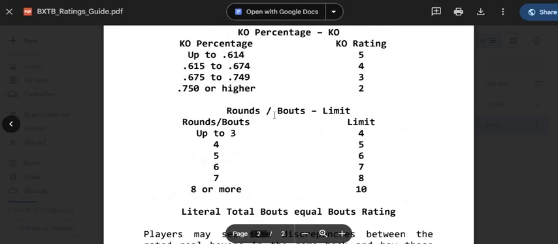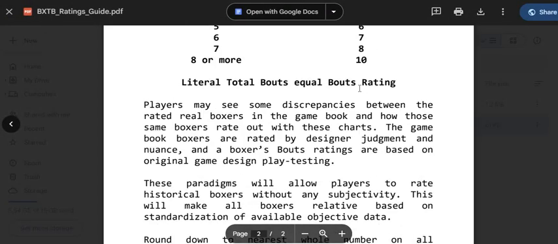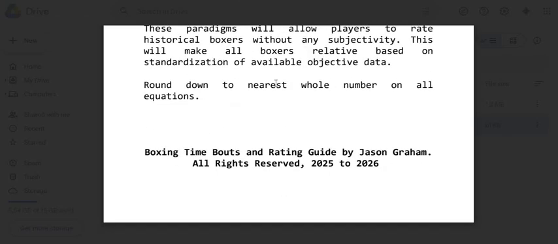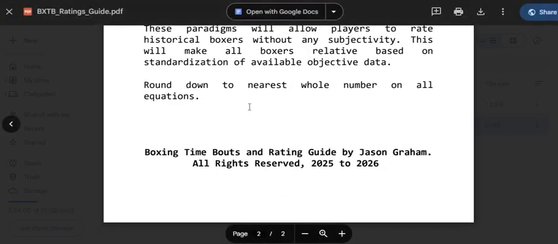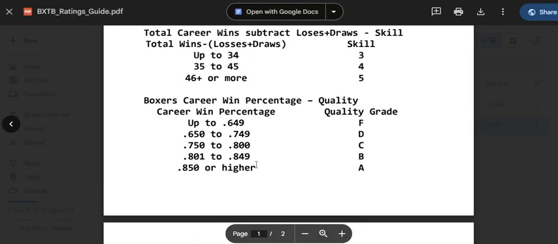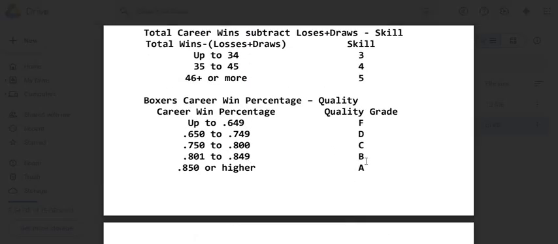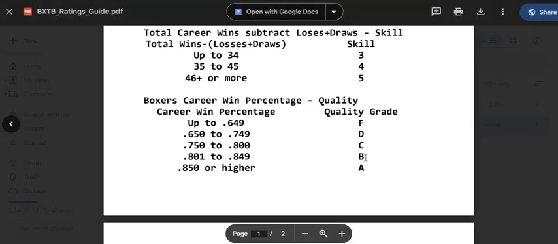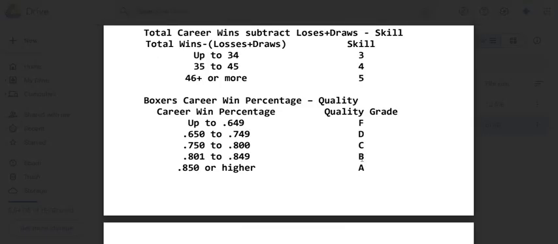If you have, you're going to need it for most of this data. So if you have their total bouts, you got their total bouts. And also round down to the nearest whole number on all equations. The reason for this is you want to create that edge. You want to get that fighter that is right on the edge, and you might round down, and he drops from if you round up, he might make it into the A category when maybe for his history's sake, he should be just slightly off that or something, right?